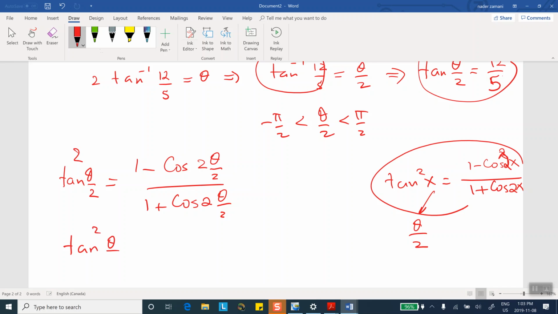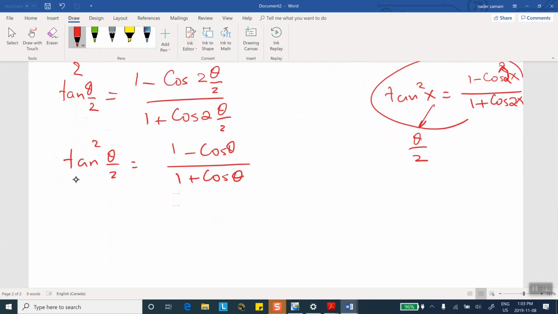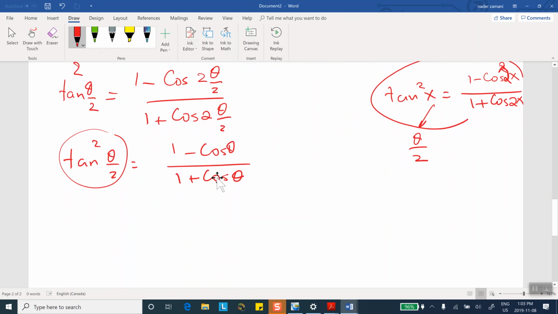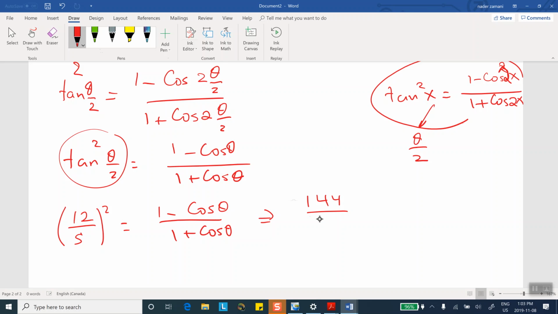Tangent squared theta over 2 equals 1 minus cosine theta over 1 plus cosine theta. Okay. Now, what do we know about tangent squared? Well, we know that tangent of theta over 2 is 12 over 5. So this is going to be 12 over 5 squared equal to 1 minus cos theta divided by 1 plus cos theta. Okay, so let's clean it up. 144 over 25 equal to 1 minus cos theta over 1 plus cos theta.